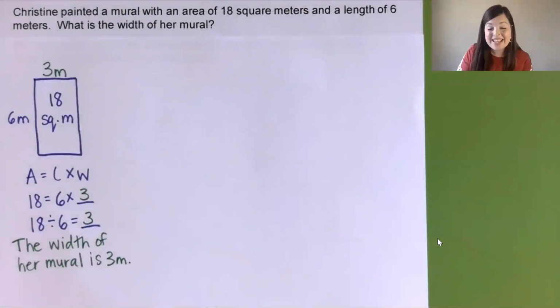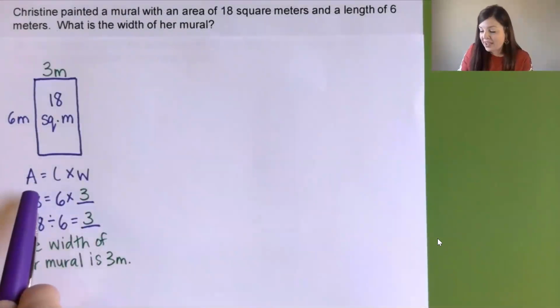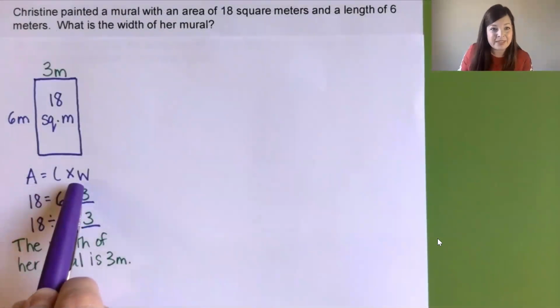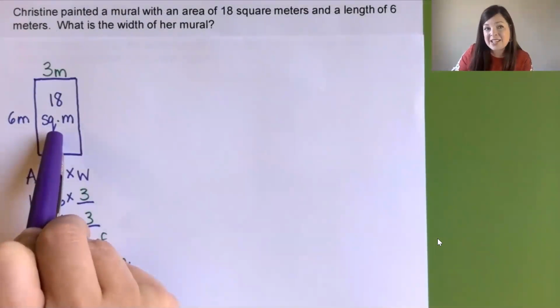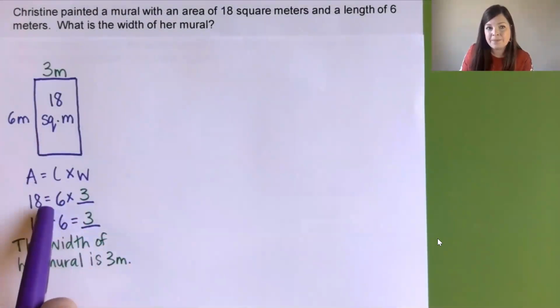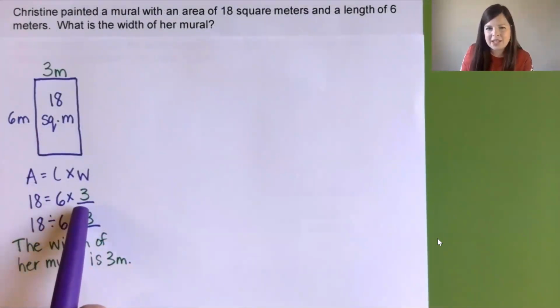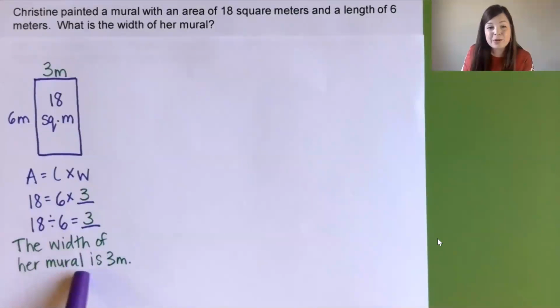Welcome back. Here's my work. Is yours similar? I found the width of this rectangle by using the area formula. Area equals length times width. I knew the area of this rectangle was 18 square meters, so I thought, 6 times what equals 18? Well, 6 times 3 equals 18. So I knew the width of this mural is 3 meters.